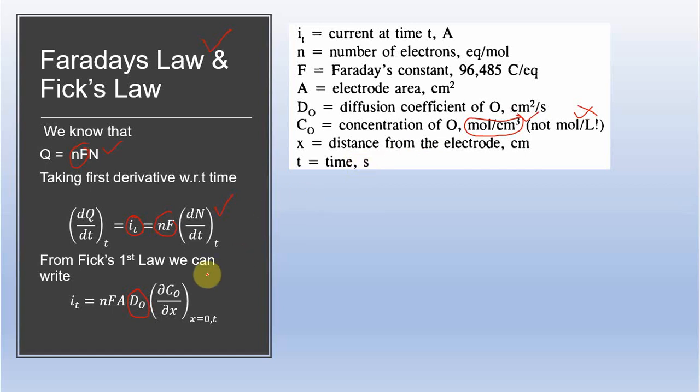Now here we have this very important parameter, which is the product of D subscript O multiplied by partial C_O over partial x, which we see here. This product actually gives us flux, the number of moles of oxidized species diffusing per unit time to unit area of electrode, in units of moles per centimeter square per second. So this is an important parameter and will be used.